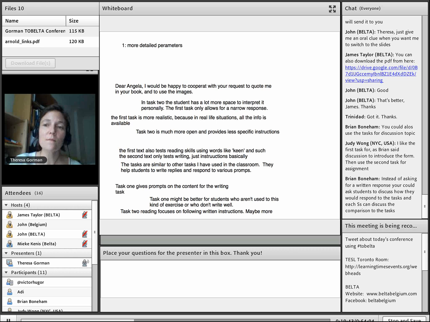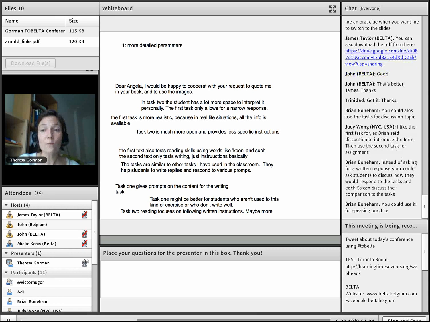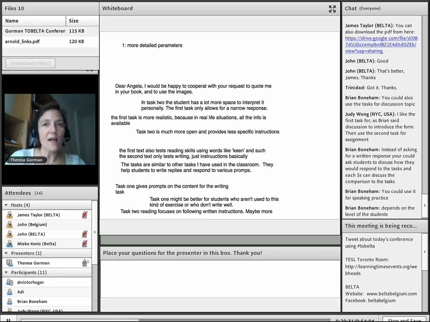Oh, I see. So use them together for teaching and maybe practicing or informal assessment instead of asking for discussion of how they would respond to the task. Okay. Students can discuss the comparison of the tasks. Yeah, as a way of testing or maybe even test preparation, I think is what I understand. For speaking practice. Good idea. Okay, so there are ways to use each task in the classroom.